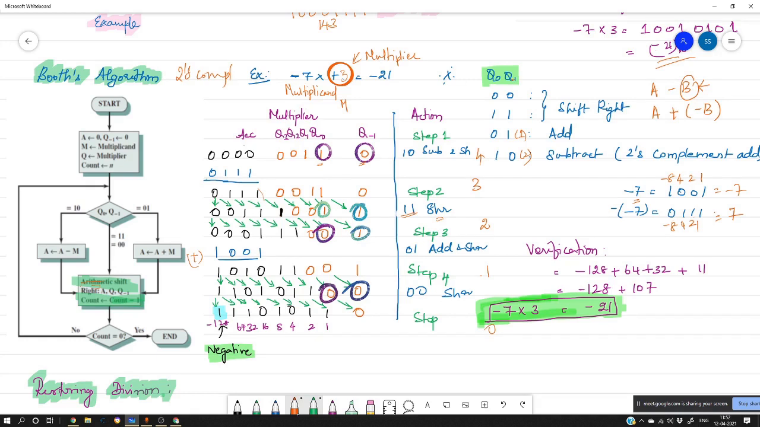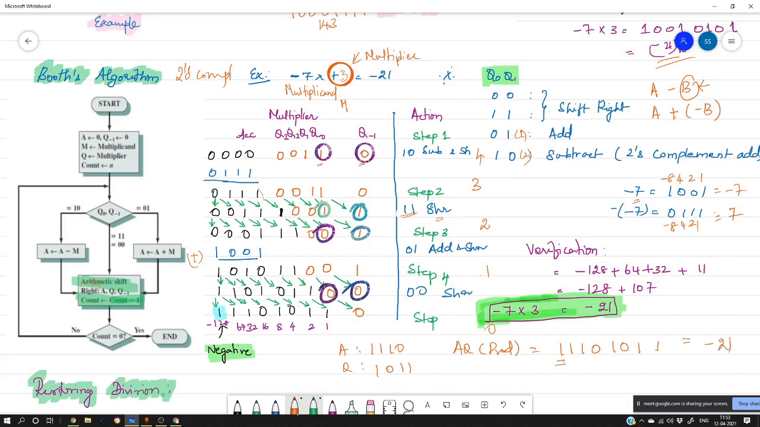Now take the value in A and Q, which is going to give you the product. The value in A is 1110. The value in Q is 1011. You are not going to consider Q minus 1. So AQ is the product. It is 1110 1011, so it is minus 21.